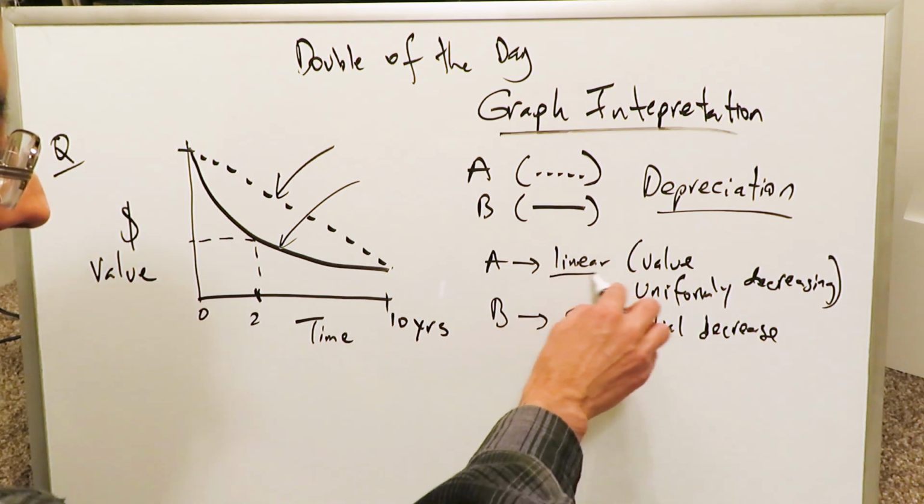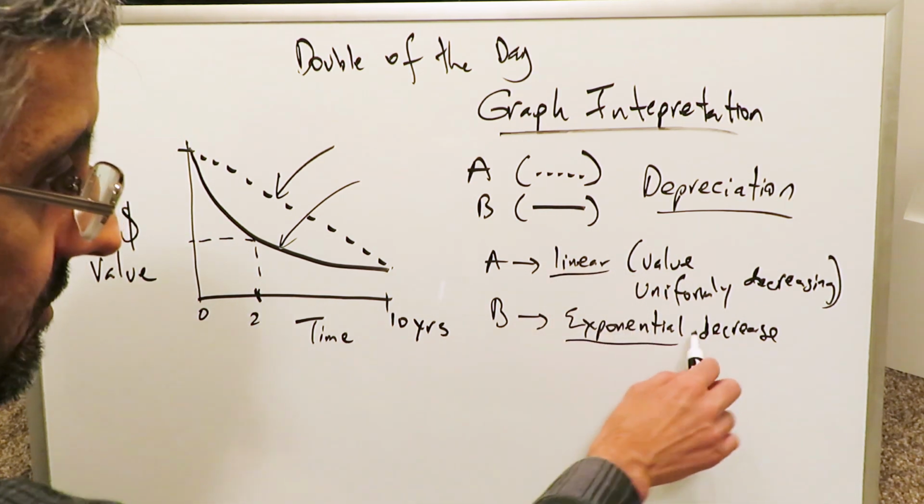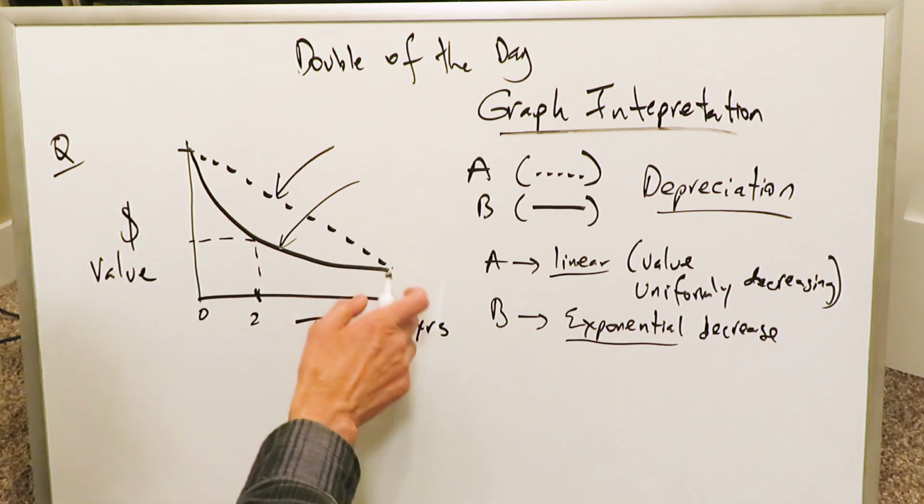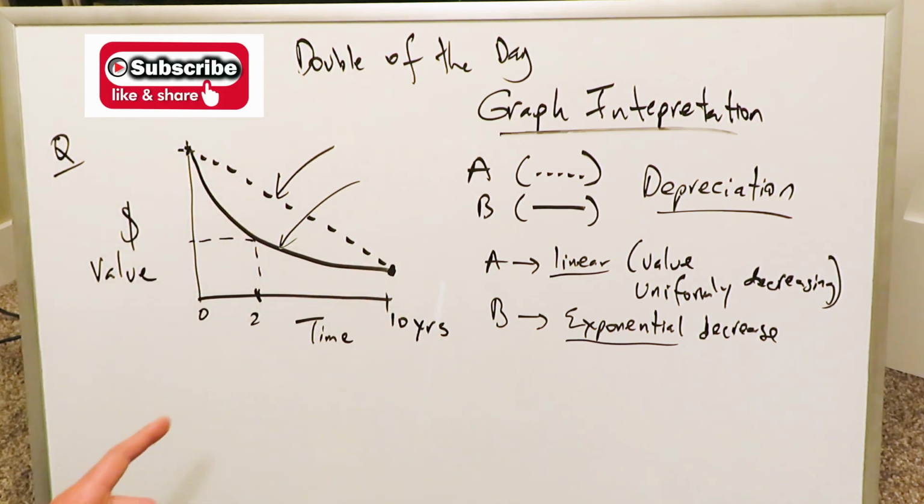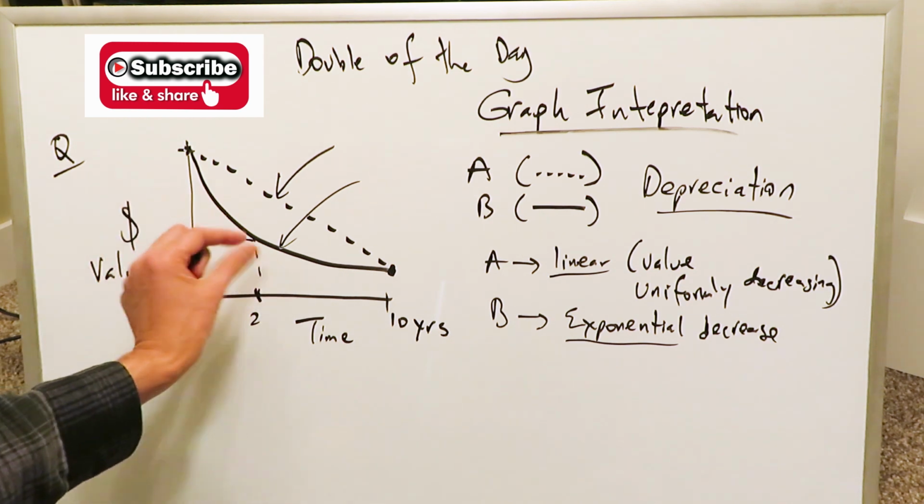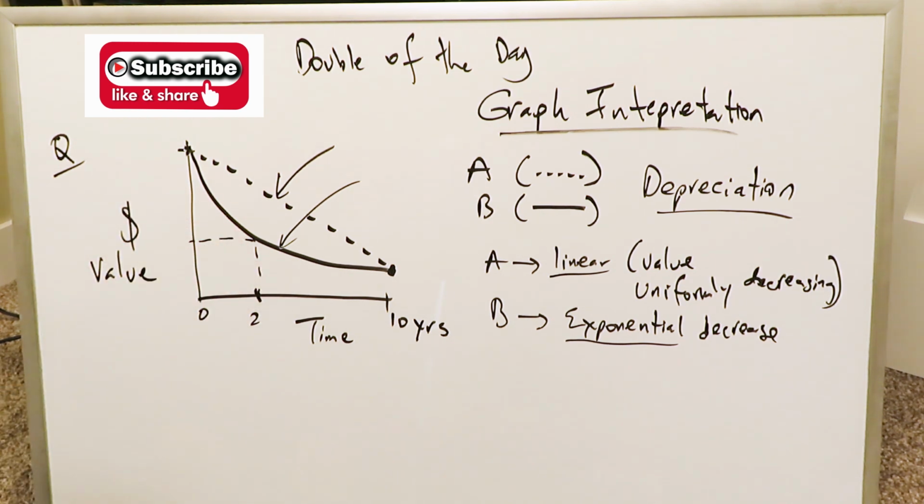For some people, the linear depreciation is good. For others, exponential is good. Either way, you start at the same value, you end at the same value. It's how much value you lose or how quickly you lose it in the interim period that creates this difference with regards to both of these models.